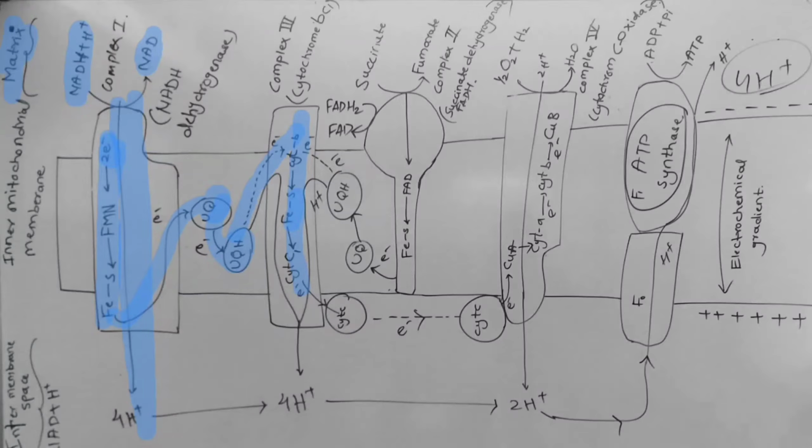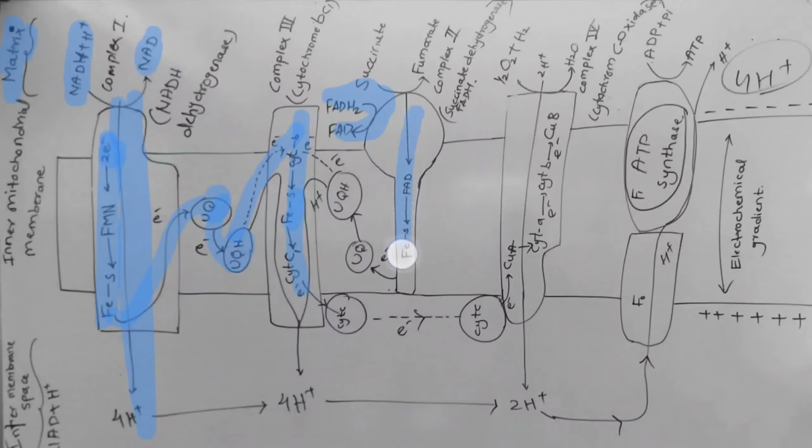That is the reason why complex number 3 is placed after complex 1 and complex 2, because it is the common pathway for the electrons flowing from complex 1 and complex 2 as well. You may ask why complex 3 is not placed after complex 2 alone, but it is the common pathway for the electrons from complex 1 as well as from complex number 2. You can observe this here: whenever FADH2 is converted into FAD, here also we have electrons evolving.